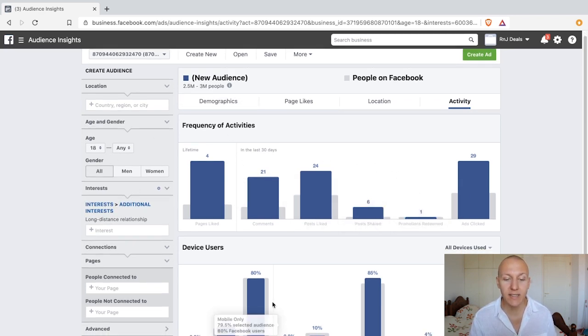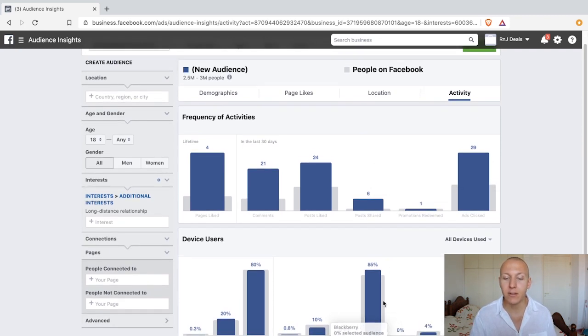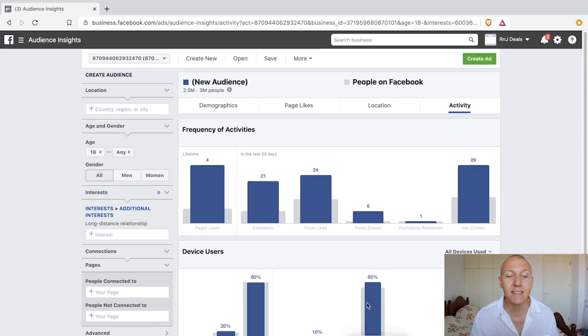Going down, we can also see device users is really high in mobile, right? This is no surprise whatsoever because mobile is getting bigger and bigger. And I think my face is covering a little bit here, but what is really standing out is that it's filled with Android users. I think Android is much bigger in the Philippines, by the way. So that makes a lot of sense. So we're getting a lot of fantastic information here.